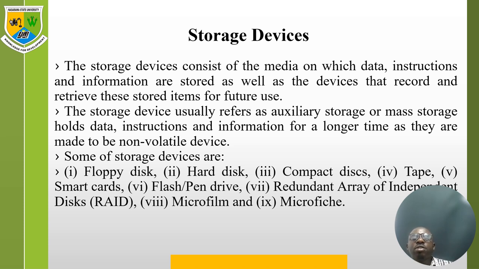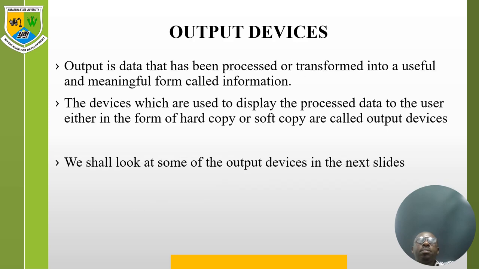The storage device, usually referred to as auxiliary storage or mass storage, holds data, instructions and information for a long time as they are made to be non-volatile. Remember, we talked about volatile and non-volatile memories earlier. Now, some of the storage devices are listed there. Floppy disks, as I mentioned earlier, hard disks, compact disks, tape, smart cards, flash pen drive, redundant array of independent disks, microfilm, microfiche, and so on.